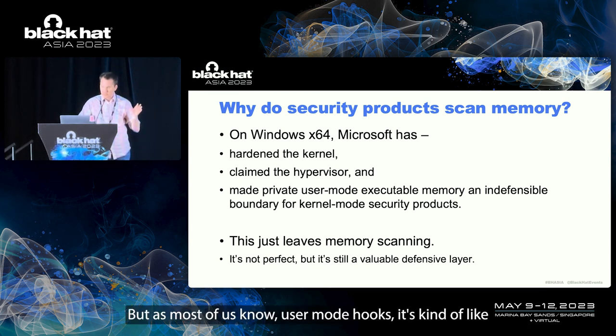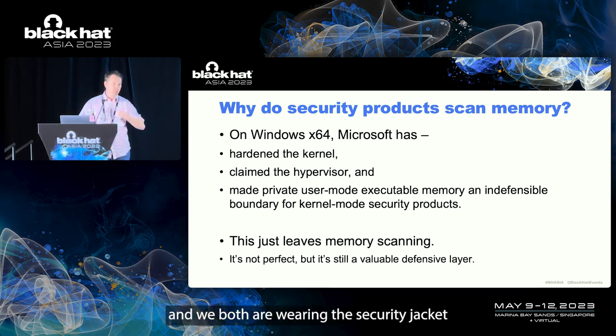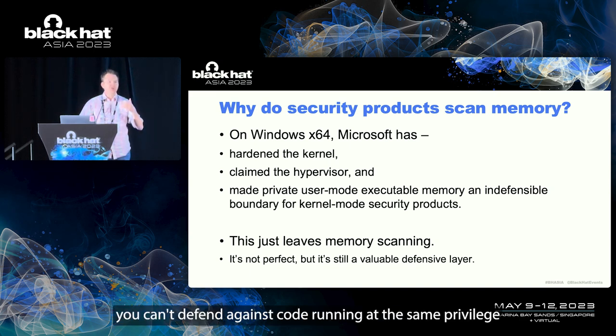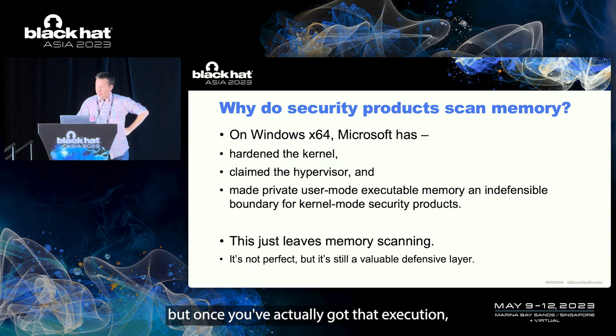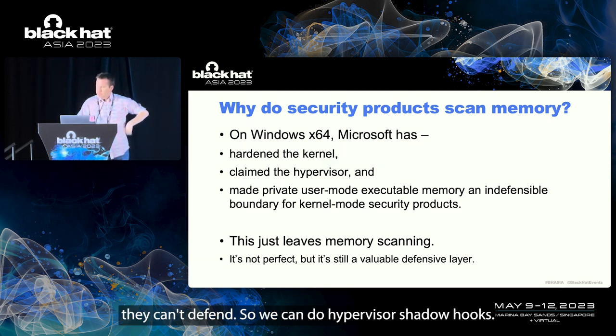But as most of us know, user mode hooks are kind of like when you're in the kernel and we both were wearing the security jacket. You can't defend against code running at the same privilege as you. So user mode hooks can't defend against user mode code. They can defend against exploitation and try to prevent that, but once you've actually got that execution, they can't defend. So we can do hypervisor shadow hooks.